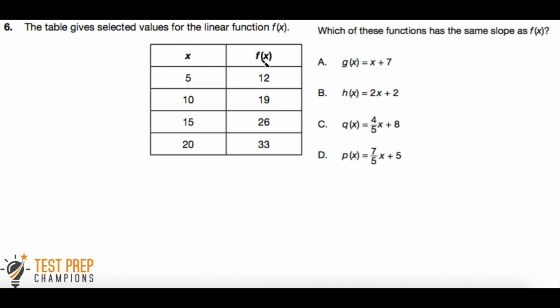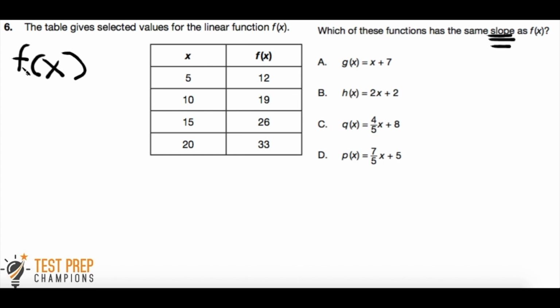Okay, so let's go over how to do this. This question might appear a little bit complex at first, but it's really not that hard if we break it down. So again, we want to pay close attention to what the question is asking. And in this case, it's asking us which of the following functions has the same slope as f of x. So what does this really mean? We have to understand a little bit about functions and function notation here.